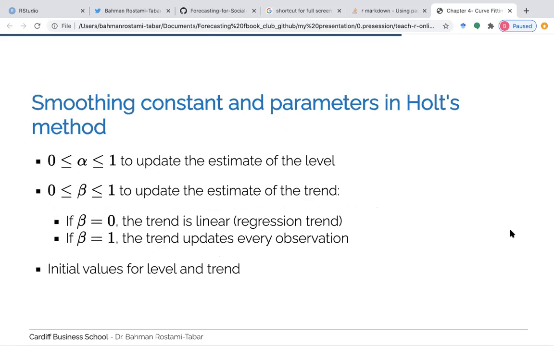So now I have one additional parameter called beta. Beta can change between 0 and 1. If beta is equal to 0, then the trend is linear. And if it is equal to 1, then the trend updates with every single observation as I move forward. I also have one more initial value, because you saw when we did SES, I needed to start my process with an initial value for the forecast. Now, besides the level, I need an initial value for the trend as well. So basically I have two more parameters compared to SES.